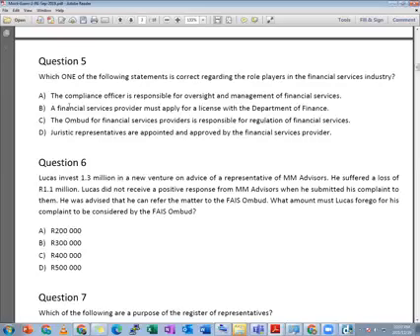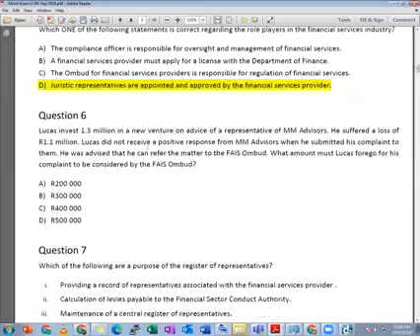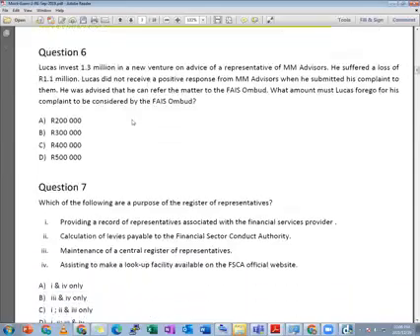And D: the juristic representative is appointed and approved by the financial service provider. Any representative, either you are employed or you are juristic, you are on contract, you will be appointed and approved. There is no approval from FSCA for any type of representative. This means D is going to be our correct answer. So the exam is very simple, guys. The only thing that you need to know is your information. You need to be sure of your information. You need to know who is who and what they do.